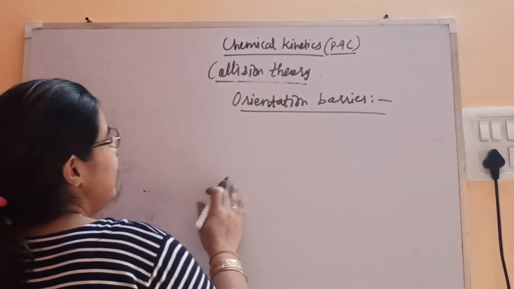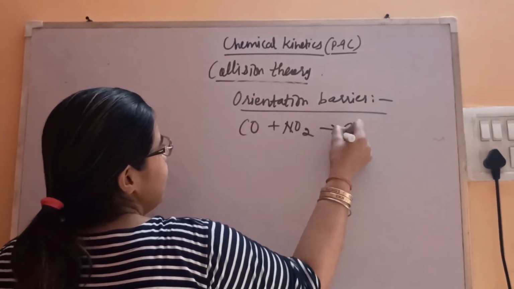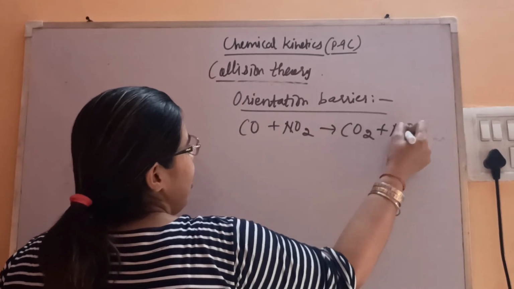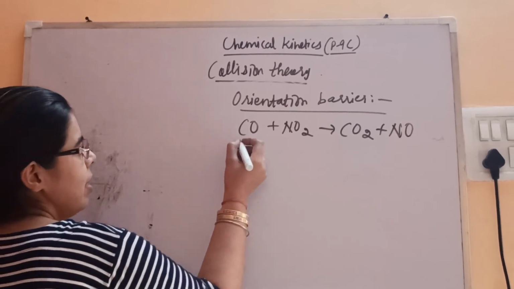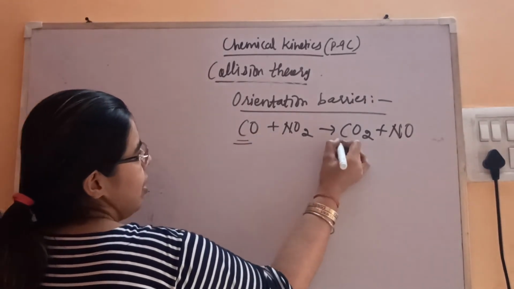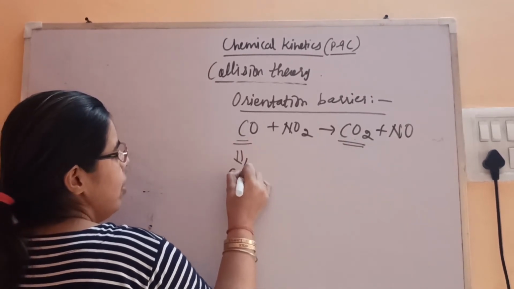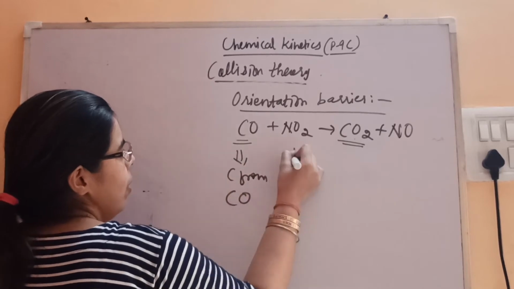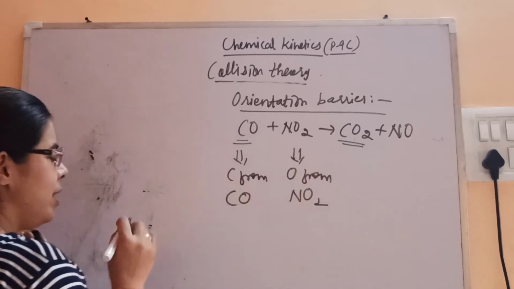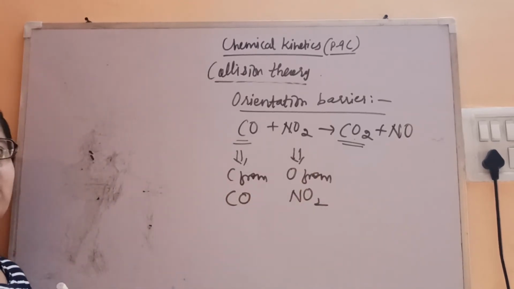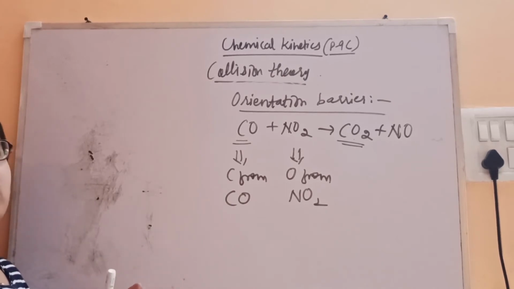Fine. So let's see. If I take the reaction CO plus NO2 gives you CO2 plus NO. Now see, in this particular reaction, look at the product, C is with oxygen. So carbon from CO and oxygen from NO2 is required. Then only the carbon dioxide will form. Otherwise the product will not form. It means they have to be properly oriented. Proper orientation is required.